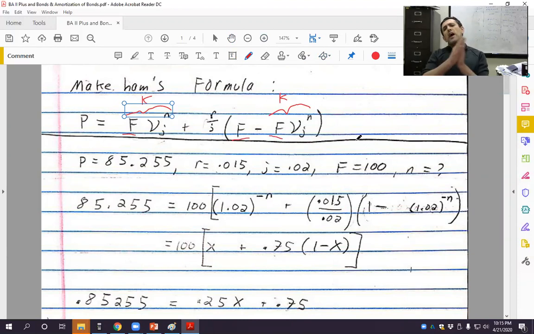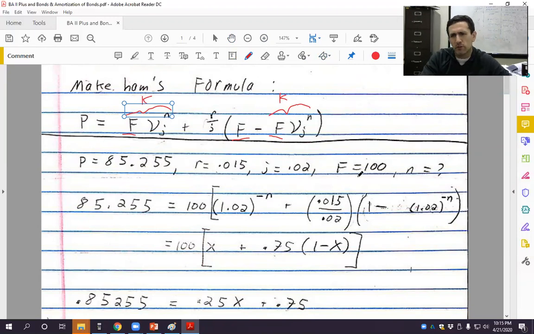So what I can do is factor out the F, and then I would get present value factor to the N. But I should say you factor out the F, then brackets, F is on the outside of the brackets, present value factor to the N, plus R over J, 1 minus present value factor to the N. So we're going to do exactly that here.